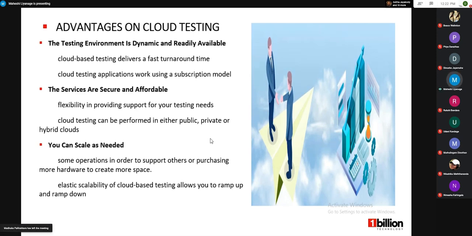And most cloud testing applications work under subscription models, so it is very easy for QA testers. They can access a browser, pay and register, and simply start testing. It is an easy process because everything is pre-configured, and the services are secure and affordable. The benefits of cloud testing start with its flexibility in providing support for testing needs.